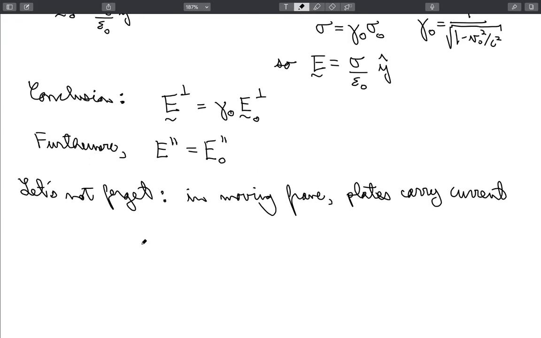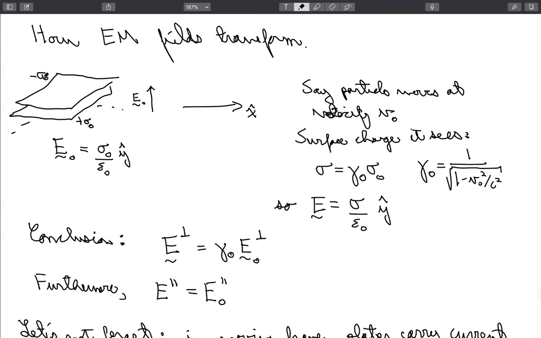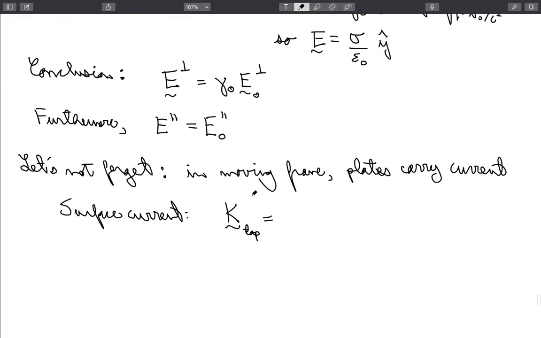And the surface current density, or the surface current, let's call it K. Now let's do it for the top plate. What would that be? So it would be a plate with surface charge density minus sigma 0 moving at velocity minus v0.